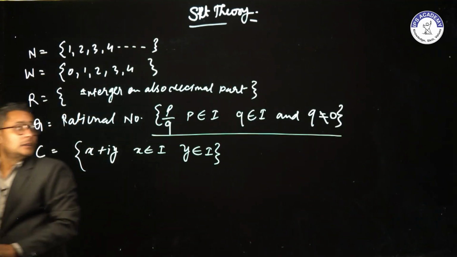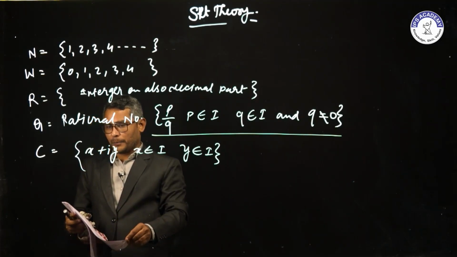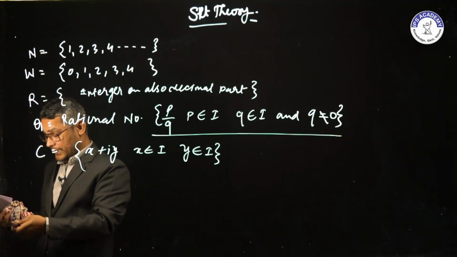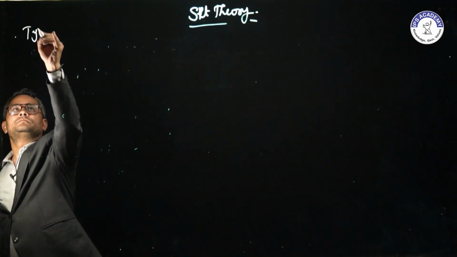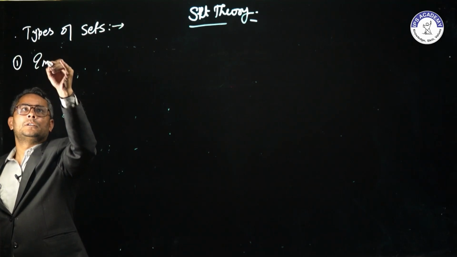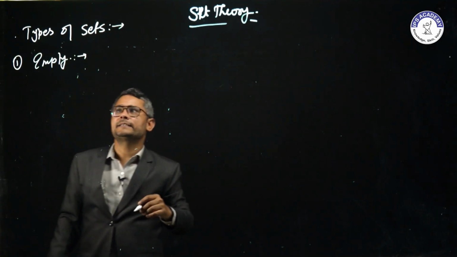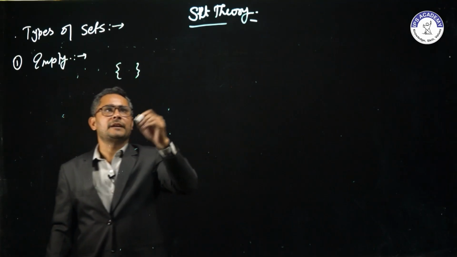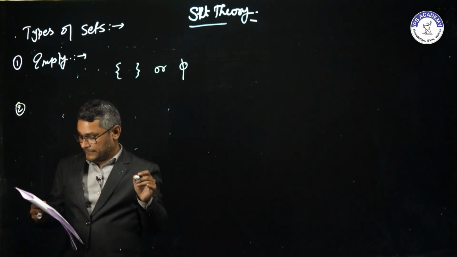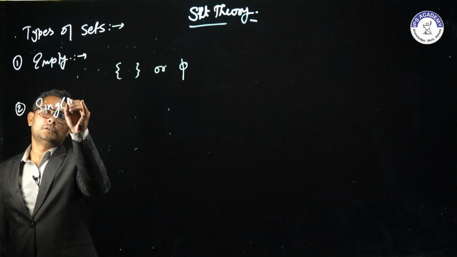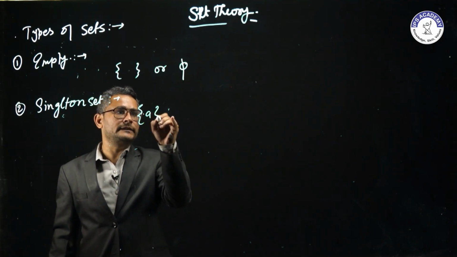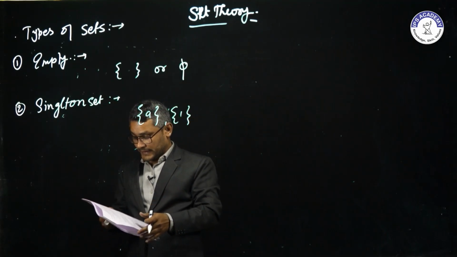Okay, next we start with the operations on a set. First we start with the different types of sets. Types of sets. Number one, the empty set. That means a set that contains nothing. The empty set is represented by simple curly brackets, or just phi. This is known as the empty set. Second, the singleton set. The singleton set contains only a single value, like one only. This is the singleton set.